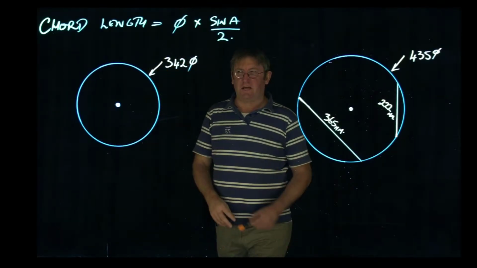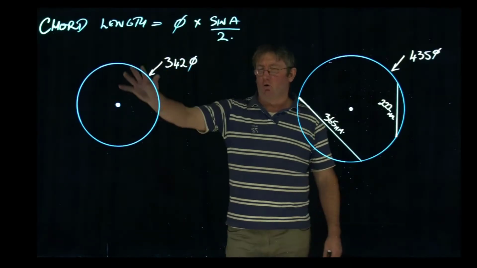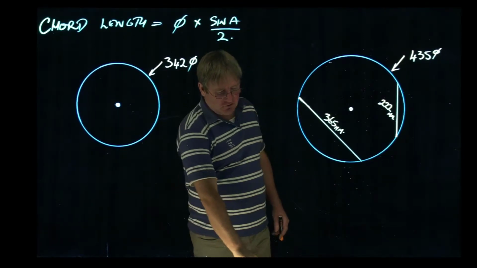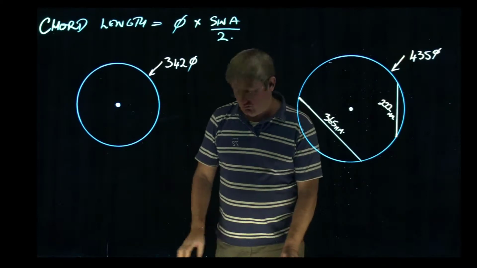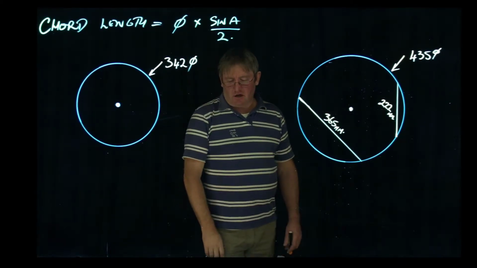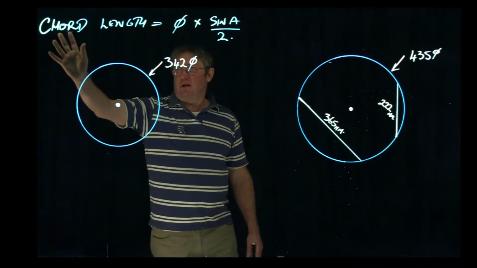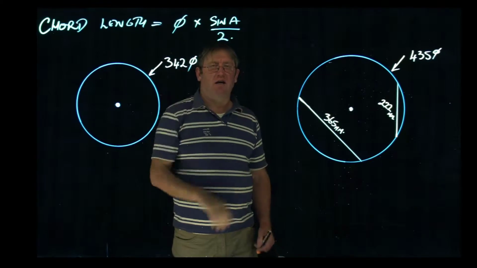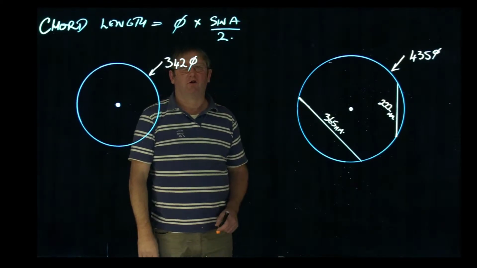Okay, so another video on using the chord length formula. I've done a couple already, but it's just to really try and give some clarification. One or two people are still asking questions on the subject. So the formula is that the chord length equals the diameter times sine A over 2.